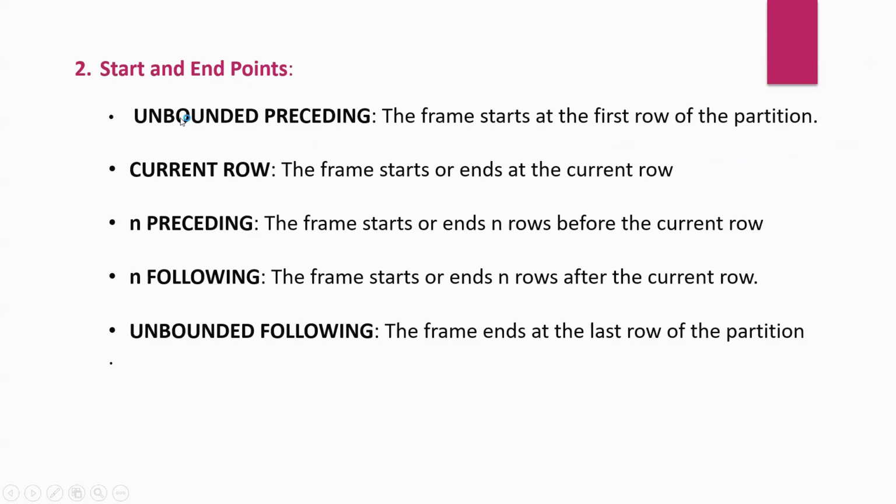Start and end points of the frame clause. Unbounded preceding: the frame starts at the first row of the partition. Current row: the frame starts or ends at the current row. N preceding means the frame starts or ends n rows before the current row, and following means the frame starts or ends n rows after the current row. Unbounded following means the frame ends at the last row of the partition. When we solve this practically, you will get to know each of these points.